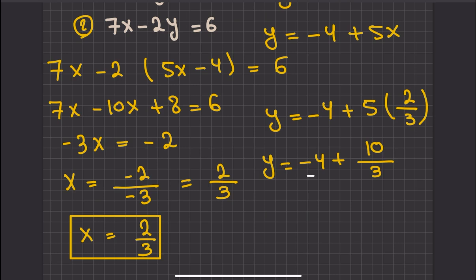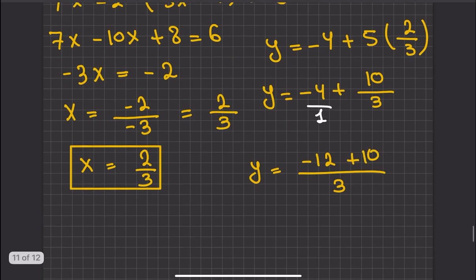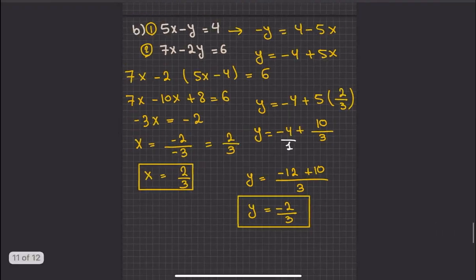I have to choose one denominator. It's going to be 3. Okay, so this is going to be times 3. This is going to be times 3. Minus 4 times 3 is minus 12 plus 10. Y equals minus 2 over 3. And this is what I have for my y.